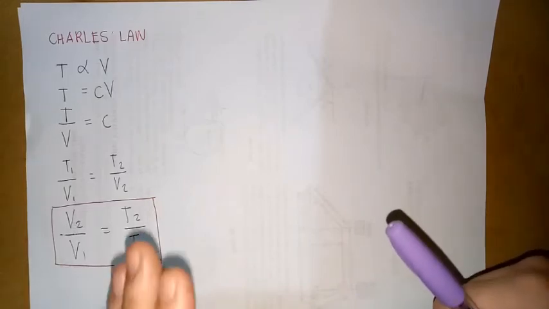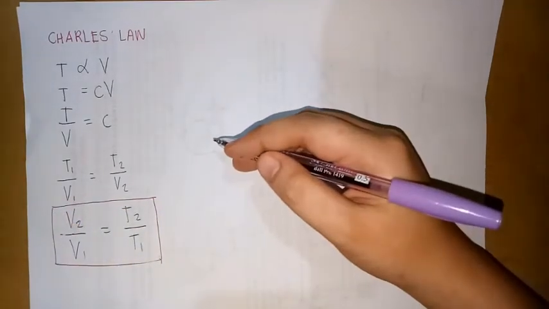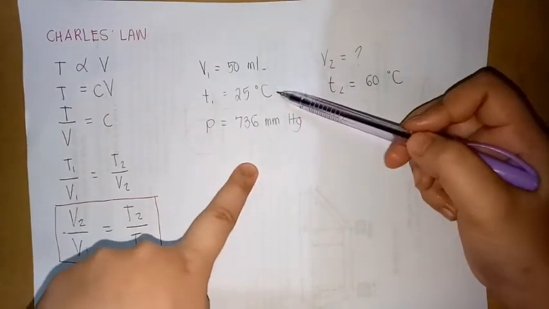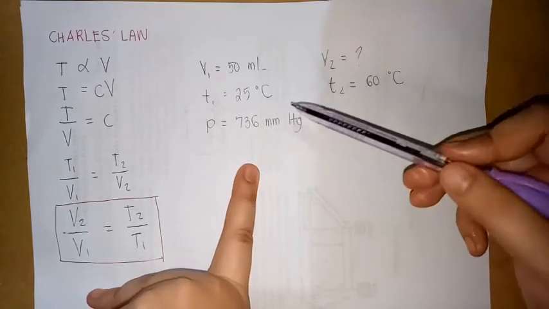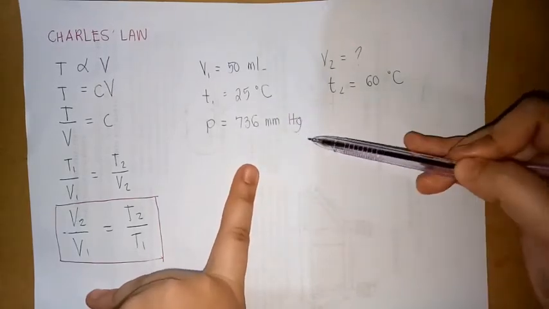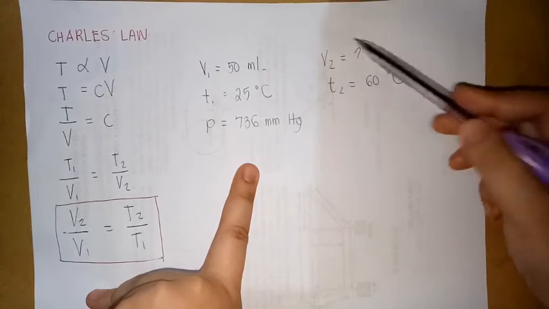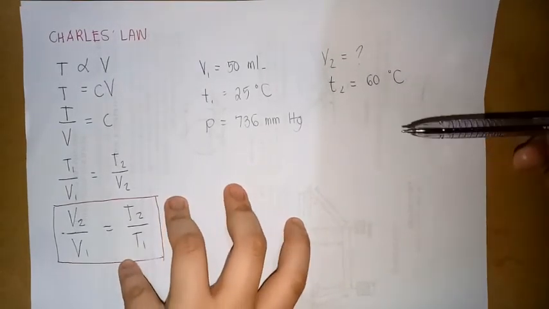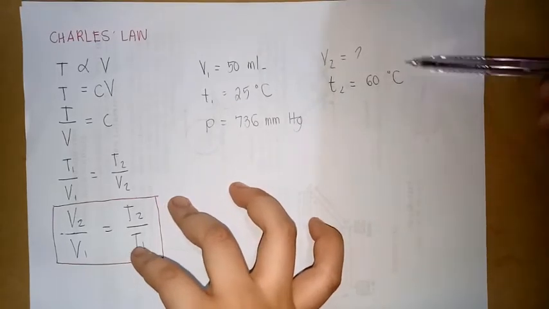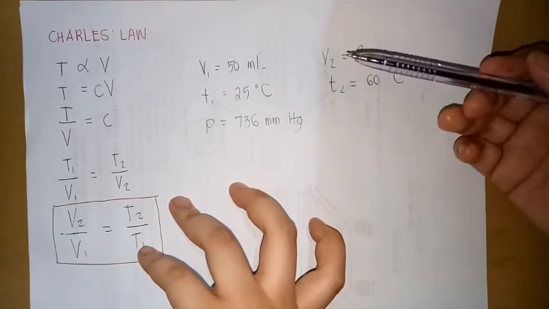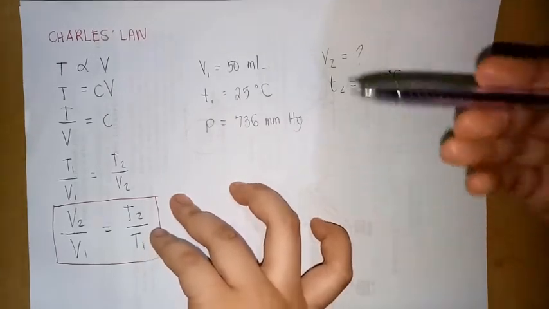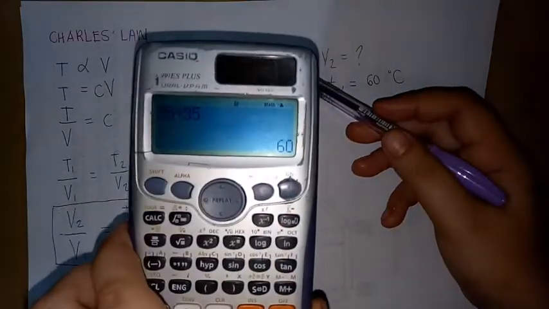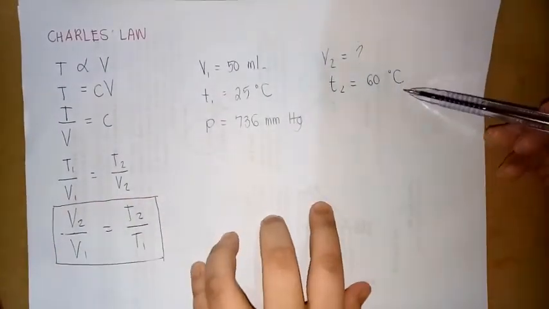So first, ililista ko muna dito yung mga given na properties. Okay, so ito na yung mga given. Initial volume is 50 ml, initial temperature is 25 degrees Celsius, and the pressure is 736 millimeters of mercury. What is the final volume, V2, if the temperature increases by 35? Mamakala ko ba 35? Bakit 60 ang sinulat mo? Kasi ang sabi doon, increases by. So, tumaas ng 35. So, yung 25, paplasan natin ng 35 equivalent sa 60 degrees Celsius.